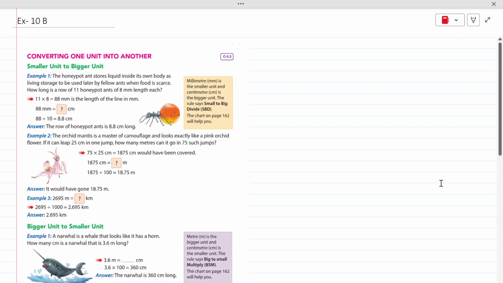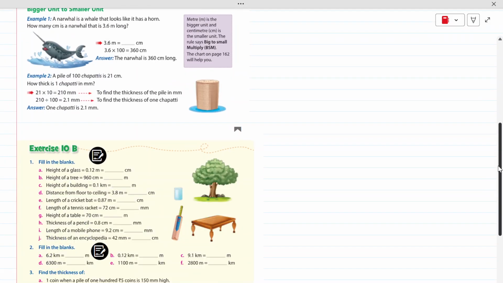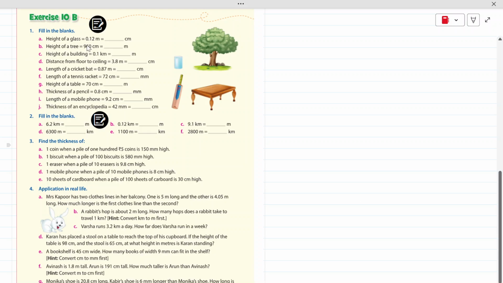Hello kids, in today's class we are going to start with exercise 10b, which is also based upon the measurement of length which we have done in our previous class. So let's start with the exercise questions. The first question is fill in the blanks.